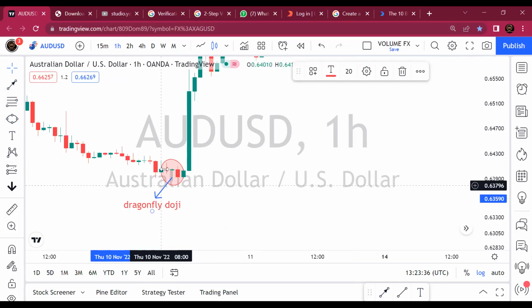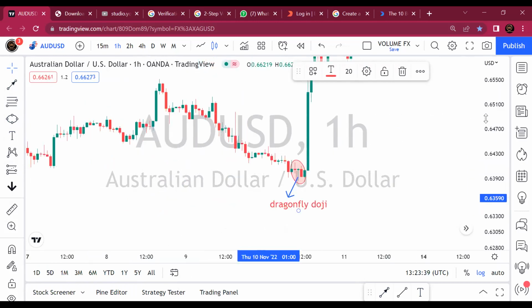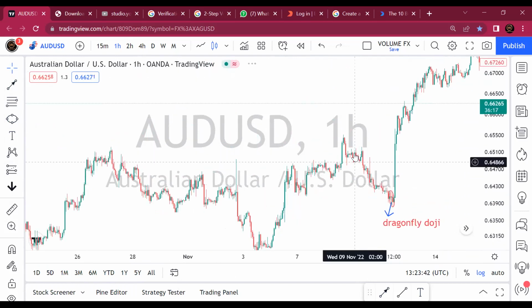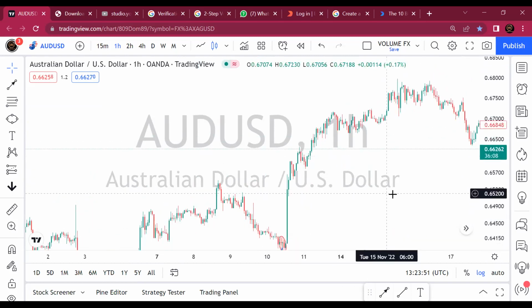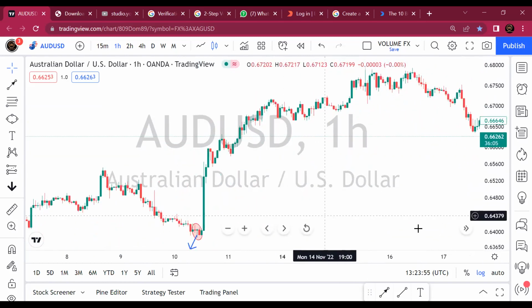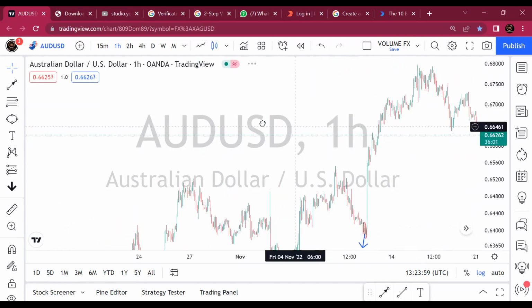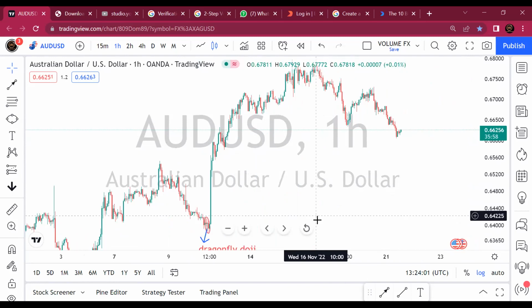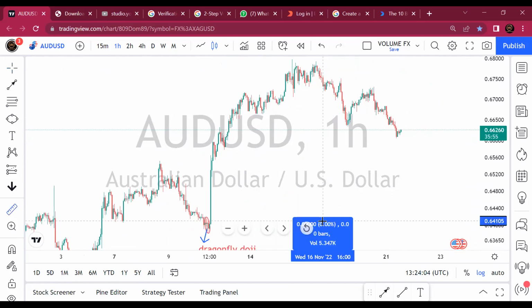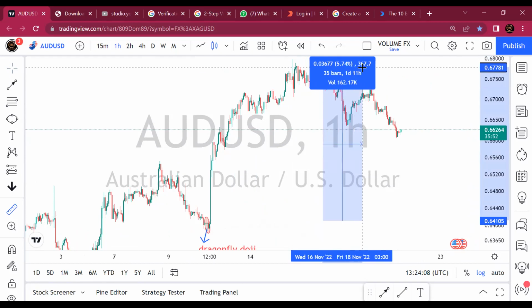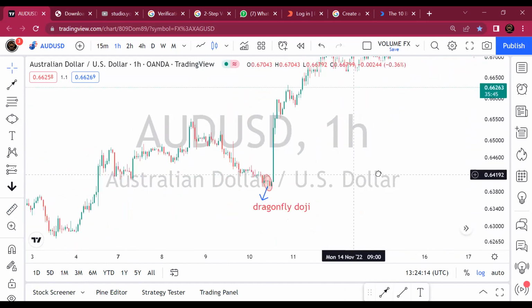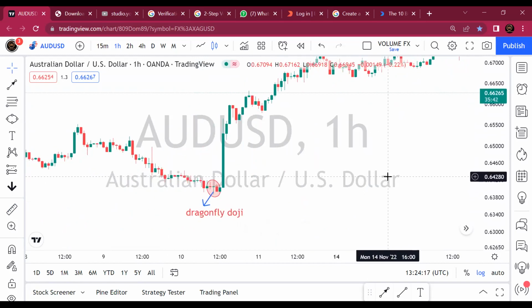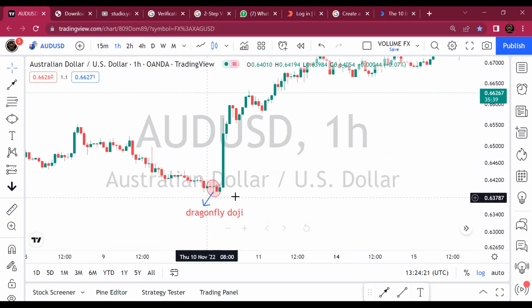What happened after the formation of this? Boom, after a small downtrend here, we had all of this, and it went for how many pips? Let me see how many pips it went for. It went for 367 pips. You can see how powerful a dragonfly doji is. So what you do is mark it up like that.